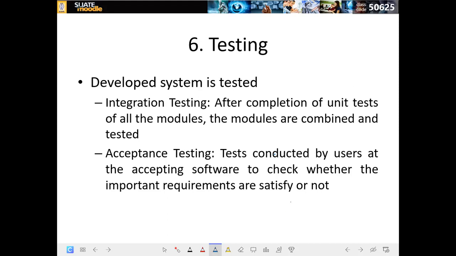So then last week I explained this one, right? After developing the modules and the system, we are going to do two types of testing. One is integration testing. It says after completion of unit test, all the modules are combined and tested, right?